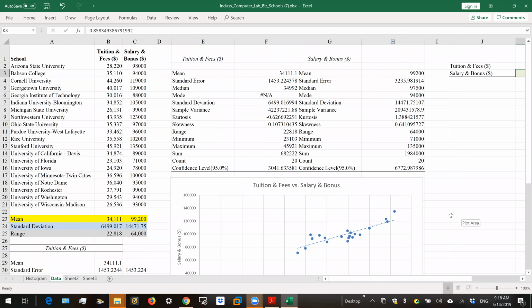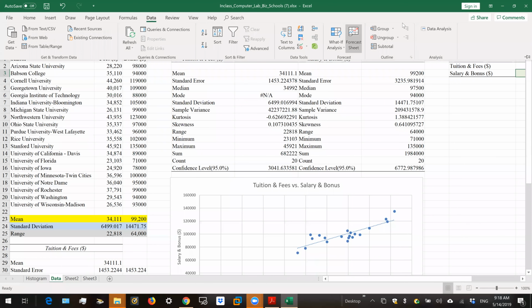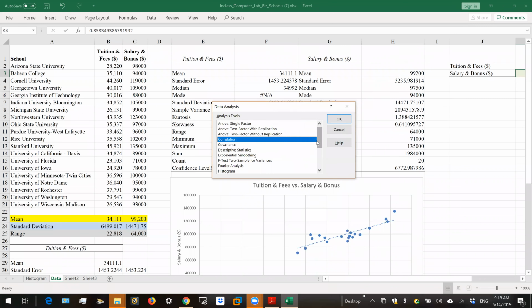All right, this is the last video on the review of how to do statistics using Excel. And the last thing we're going to do is run a regression analysis. Regression analysis is done through the data analysis tool pack again. So go to data, data analysis, and we're going to come down here and do regression this time and click OK.